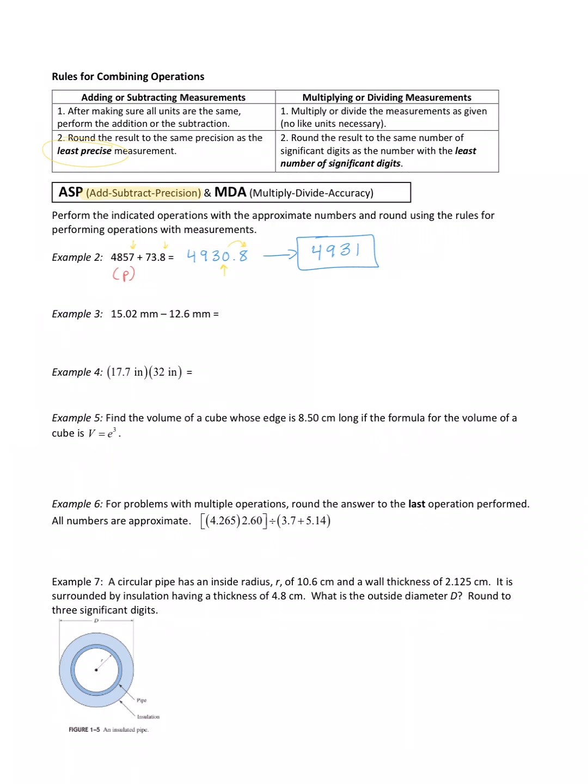And that would be our result. Example 3, 15.02 millimeters minus 12.6 millimeters. Again, we're subtracting, so we want to use precision here.